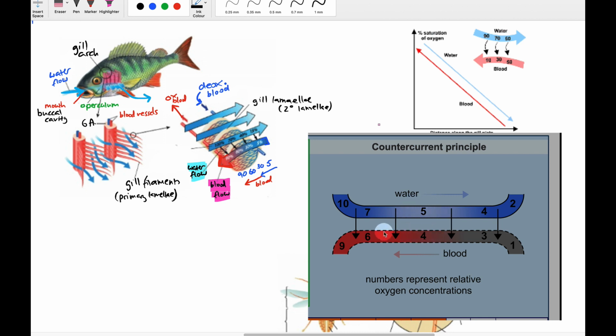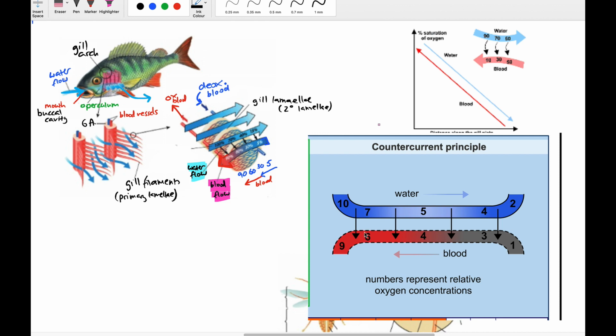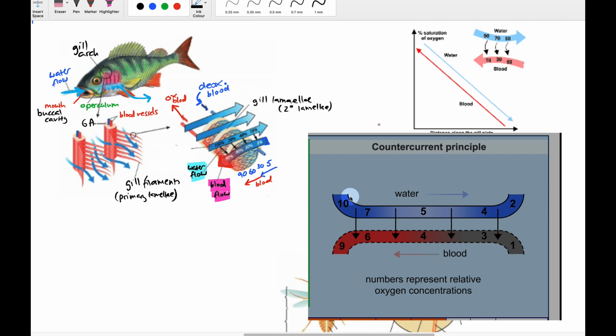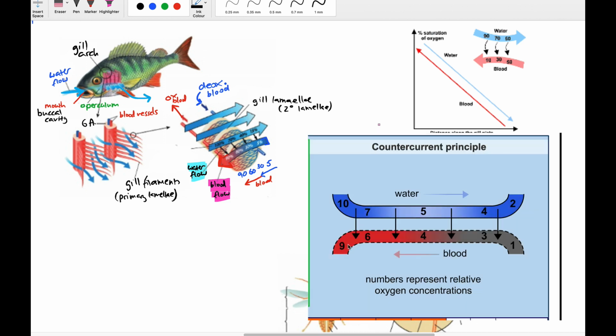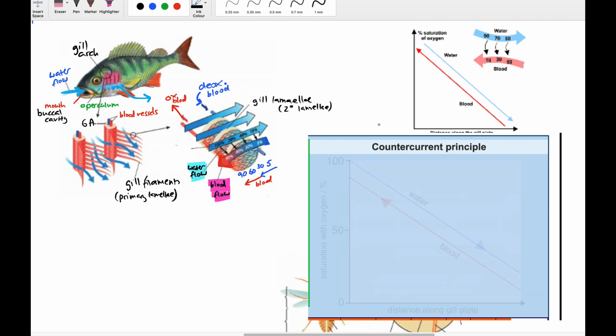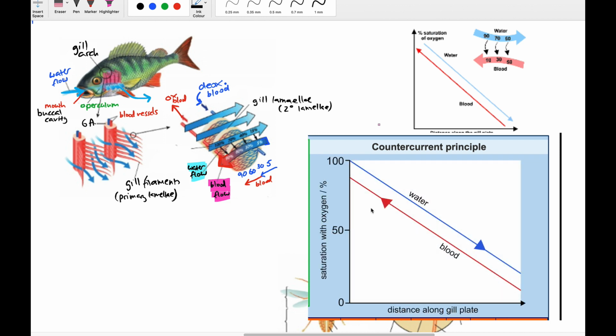And as the blood flows right to the beginning of the gill plate, it's meeting the freshest water that has just entered the gill and is carrying the maximum amount of oxygen. So it can still absorb oxygen. So notice the blood here can reach 9, whereas before it could only reach 5. On a graph, we could represent that like this. So the blood is flowing from bottom right to top left, and the water is flowing from top left to bottom right. So this graph is on your mind map, so let's now label that now.